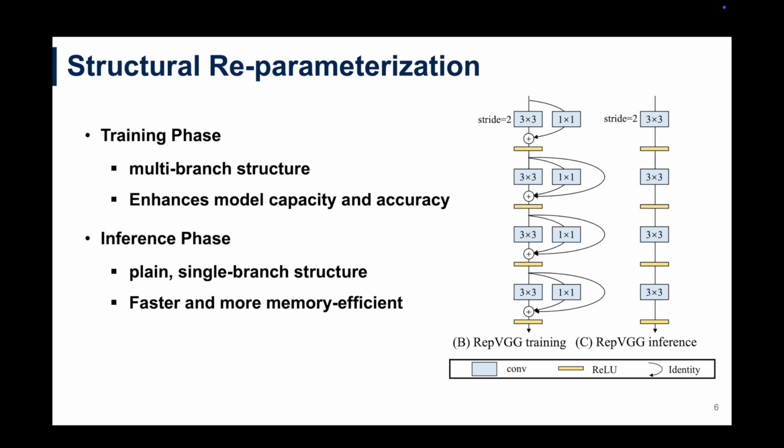During training, it adopts a multi-branch architecture consisting of 3x3 convolutions, 1x1 convolutions, and identity branches to enhance the model's representational power. However, during inference, this complex structure is reparameterized into a single 3x3 convolution layer, turning into a simple, plain model. This process is called structural reparameterization. In other words, the model is trained with a complex structure to achieve high performance and then transformed into a simple structure for fast inference. So, RepVGG is a model that achieves high accuracy during training and high efficiency during inference.